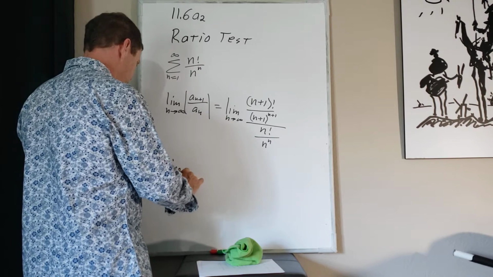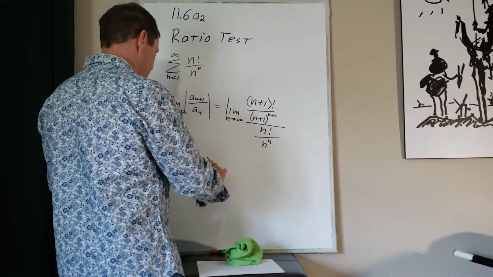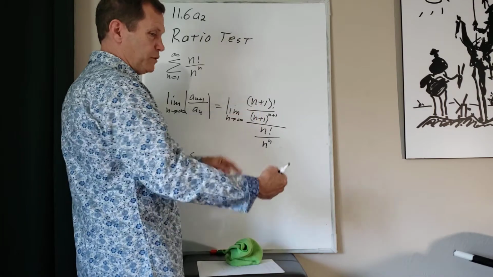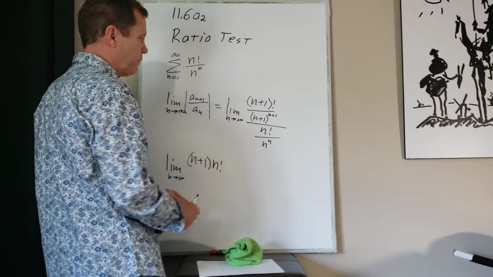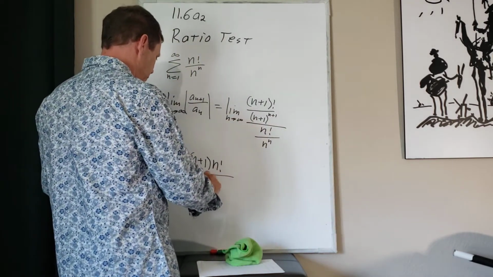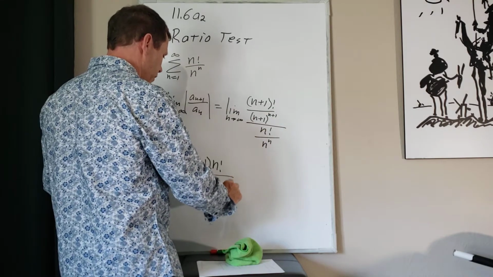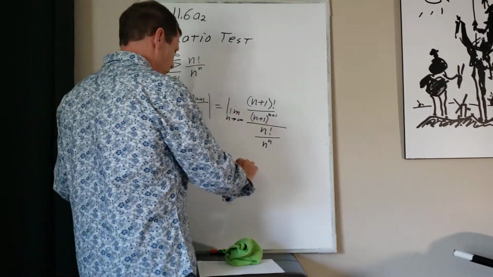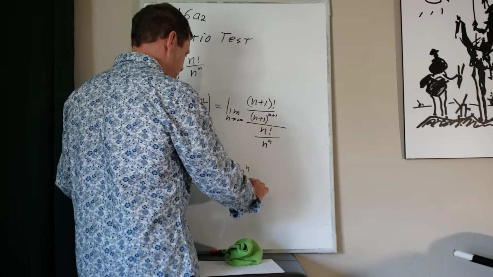As n goes to infinity, this thing right here is going to turn into (n plus 1) times n factorial, because this would be n plus 1 times n times n minus 1, and so on. So I can just write it as n plus 1 and then n factorial. Now the bottom, I can rewrite as (n plus 1) times (n plus 1) to the n. And now I'm going to take this and flip it, and I'm going to get n to the n over n factorial.